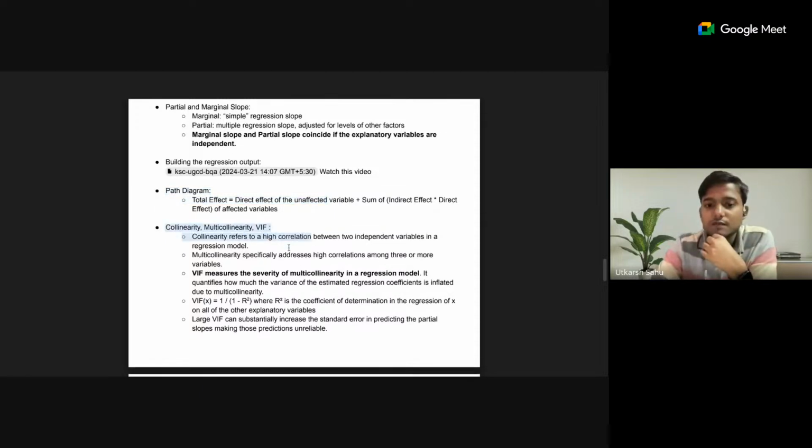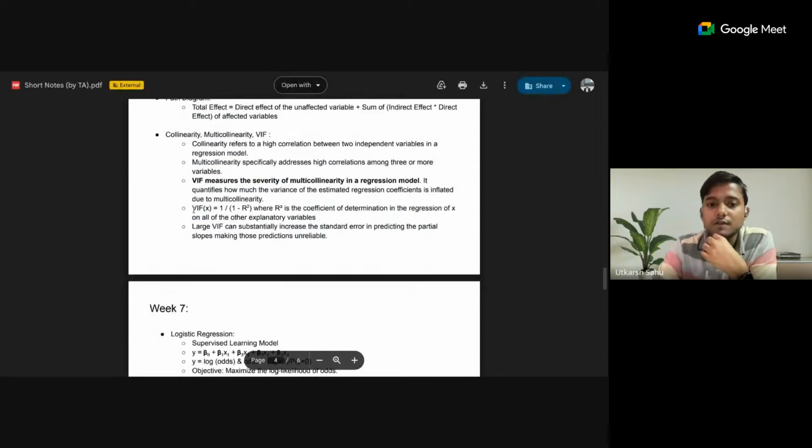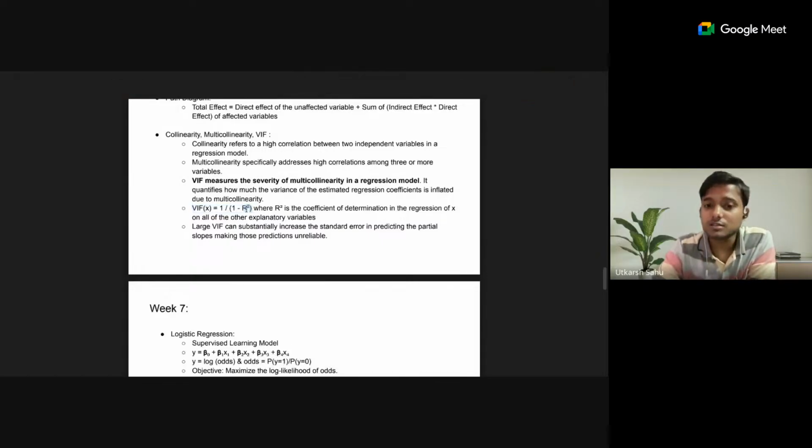Then variance inflation factor. This is very important. Variance inflation factor is 1 divided by 1 minus r square. This r square is for the variable for which you are checking.